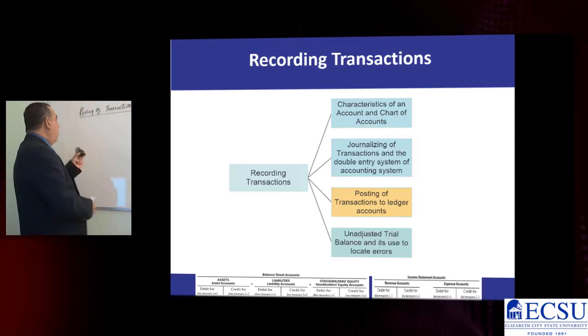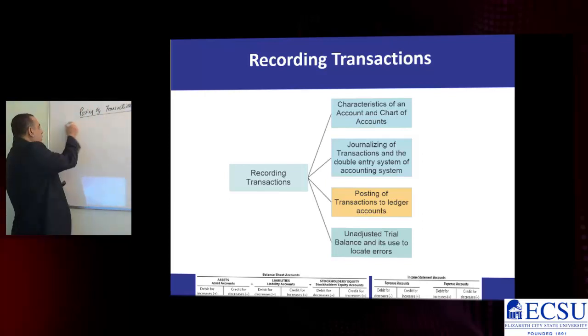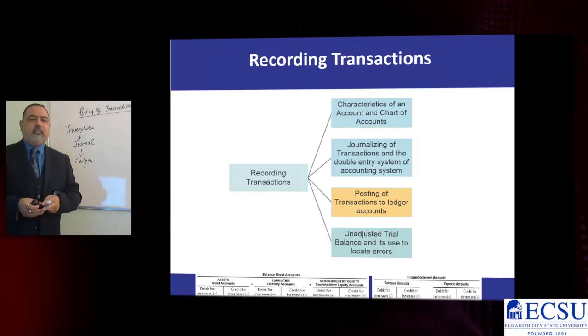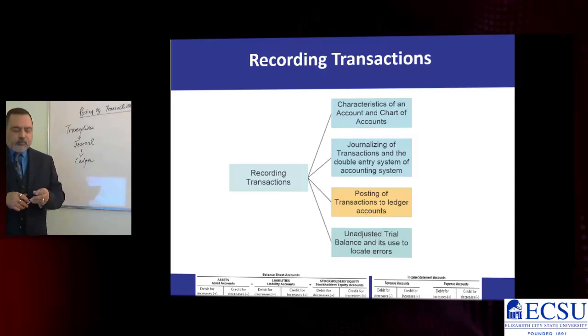First, we will always be recognizing the transactions, and once we analyze them, we record them in a book known as a journal. It is also known as a book of prime entry. Then from the journal, we will be posting them to the ledger. So that is the posting of transactions to the ledger account.